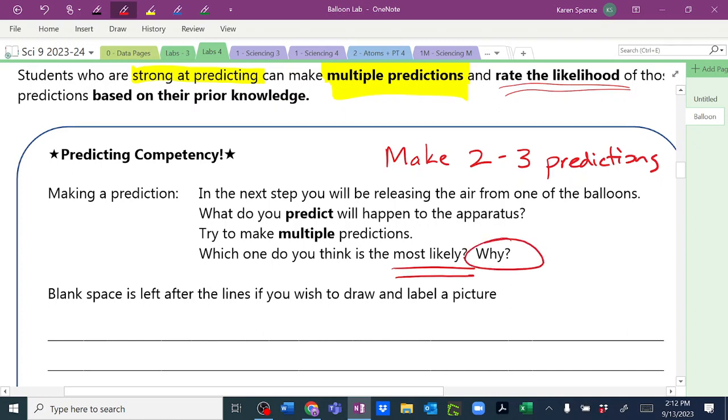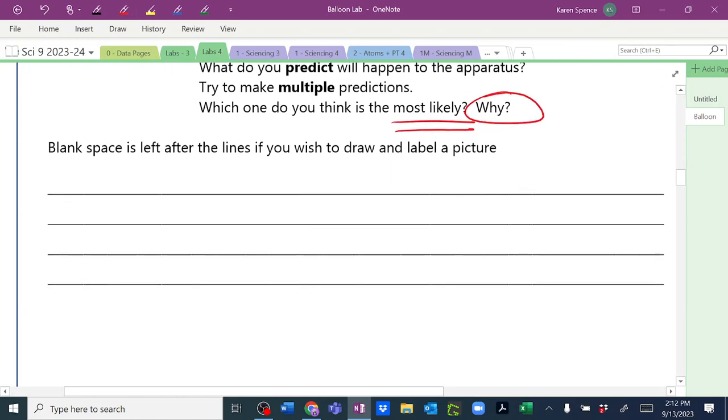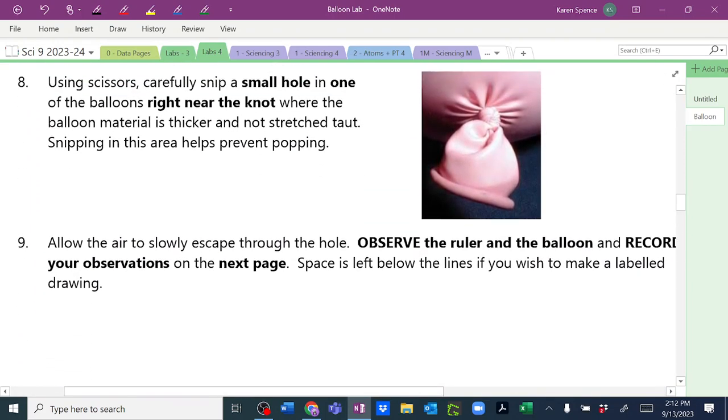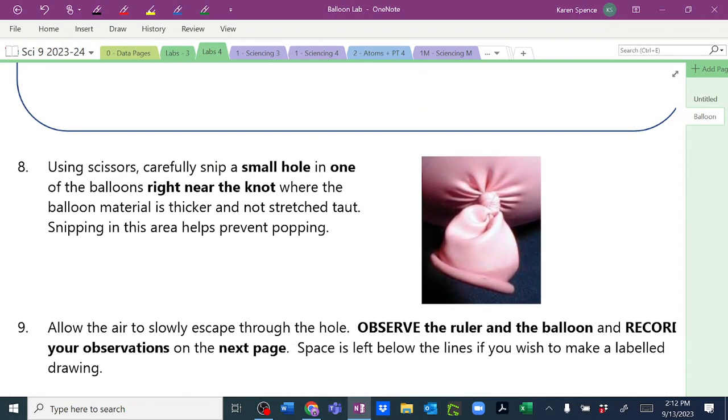Do you have to be right? No, you don't. You're just making a prediction. Okay? All right. We also have some blank space left afterwards. If it's hard to actually say what's happening, you can draw a picture. And then once you've made that prediction, now you can make that little snip. Okay, and you'll watch what happens.